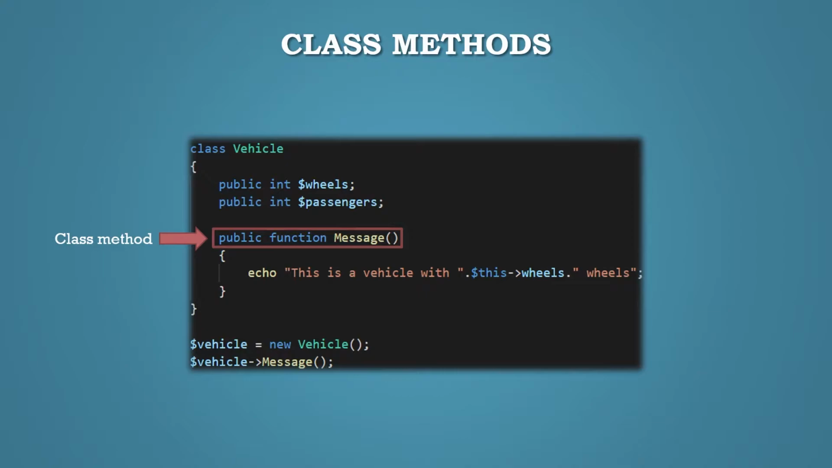For methods, it's very similar to declaring a function outside of a class, with the main difference again that we have to define the accessibility keyword just in front of the function, which will define again if the method is accessible from outside of the class.